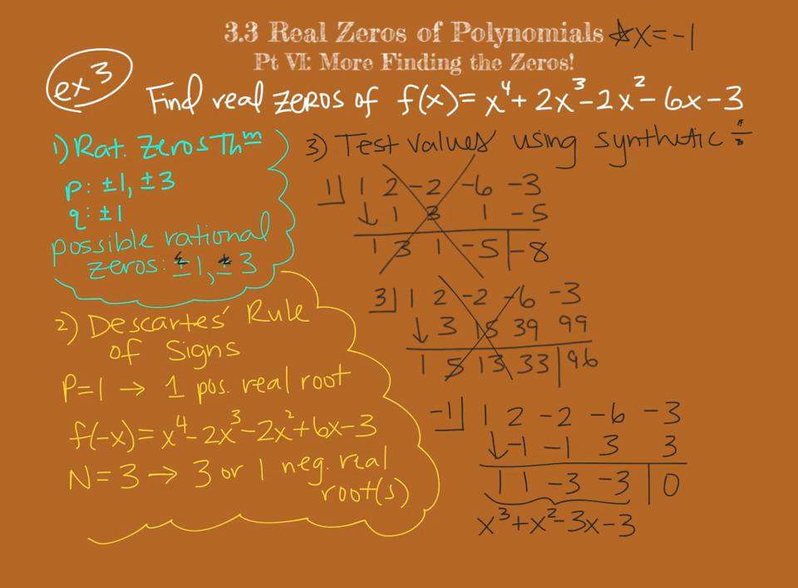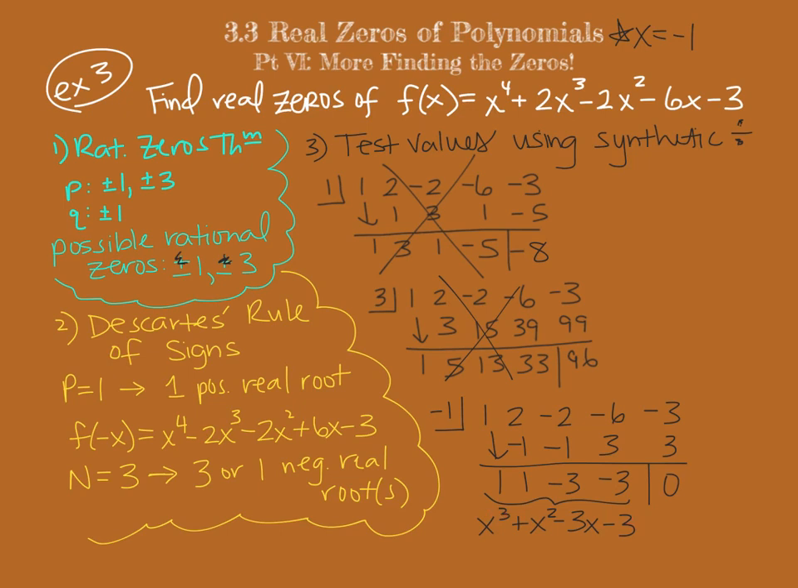So it's up to you. You could test -1 again. Remember that just because a number is a root doesn't mean that you can never test it again. This root might have a multiplicity of 2 or 3. We don't know, so this root might occur more than once. I'm going to test it again using synthetic division now.